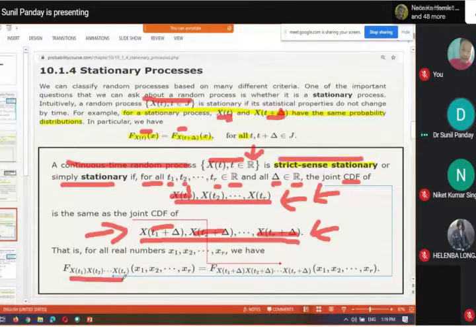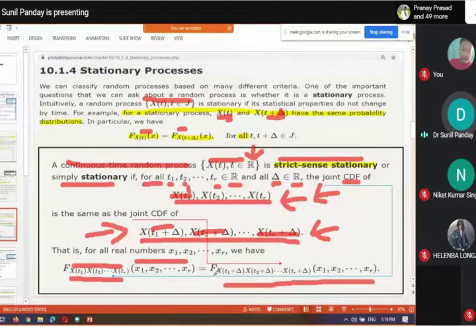This comparison needs to be done: the joint distribution function of this set of random variables X_t1, X_t2, ..., X_tn, and the joint distribution function of the random variables X_(t1+delta), X_(t2+delta), ..., X_(tn+delta). If this is true, then you say that the random process is strict sense stationary or simply stationary, and this should be true for all t1, t2, ... So this word is important. If it is true for all t1, t2, ..., then it is strict sense stationary.